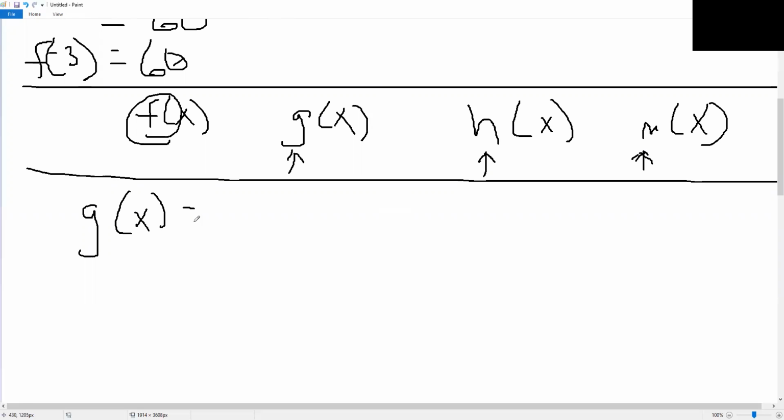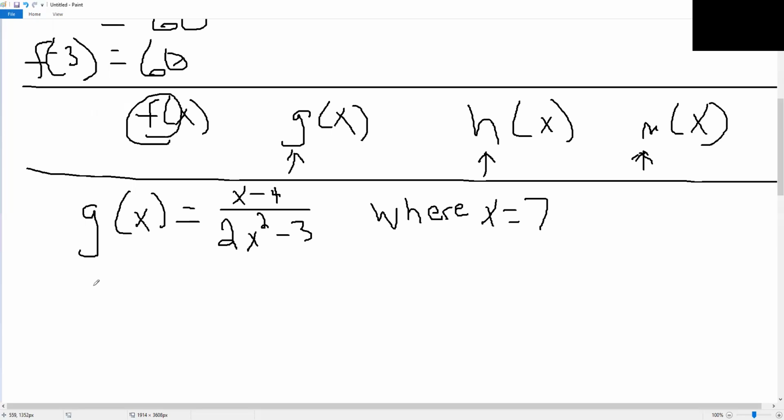g of x equals x minus 4 over 2x squared minus 3, where x equals 7. So rewrite it as g of 7 equals 7 minus 4 over 2 times 7 squared minus 3.